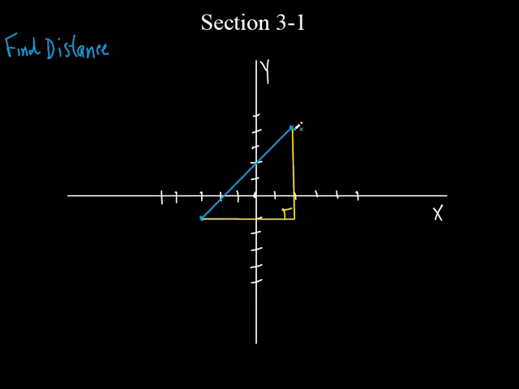What can I do? What if I found this distance? What if I knew this distance from here to here, and I knew this distance from here to here? What would I use to find the blue one? Pythagorean theorem, exactly right. Do you remember that? Okay, and what is Pythagorean theorem?